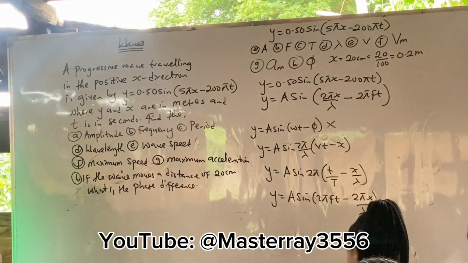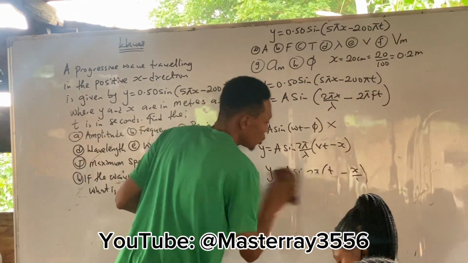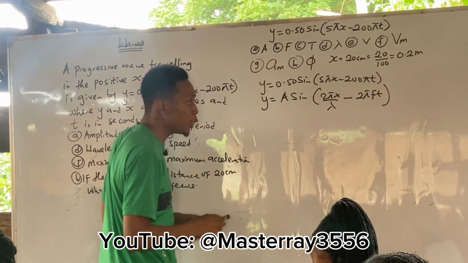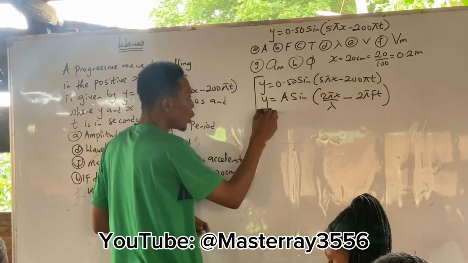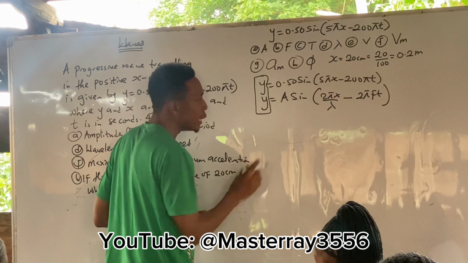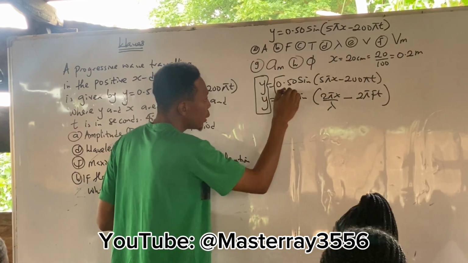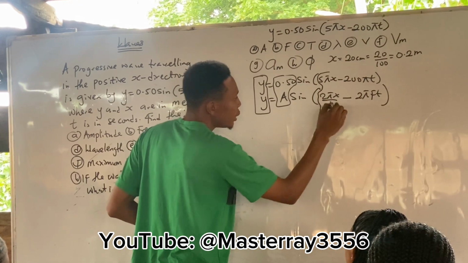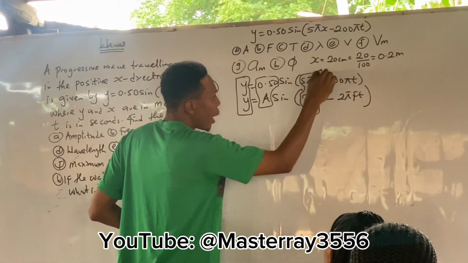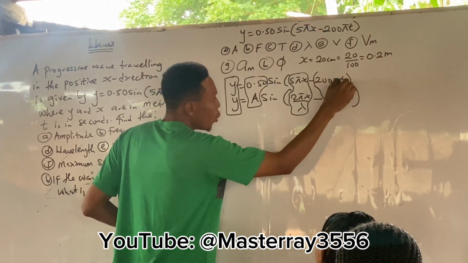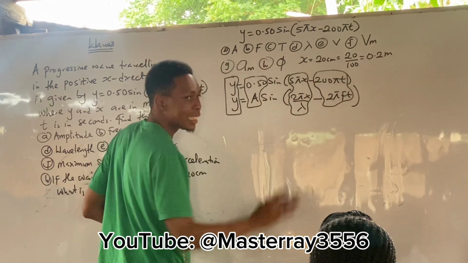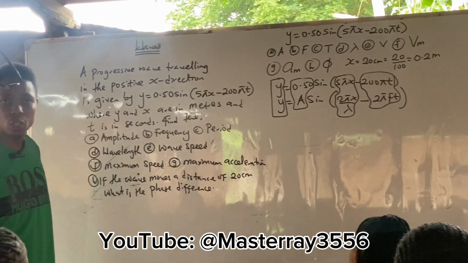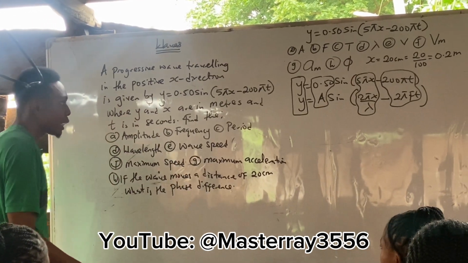Now, what you have to do is compare both equations. This goes with this, then this goes with this, then this goes with this. You can see that we are taking out the sign; the minus cancels out the minus. We've eliminated the sign.